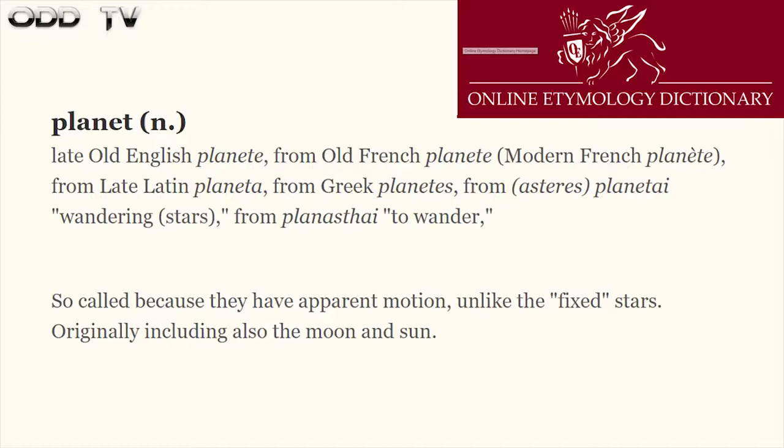Now let's keep going. From planetes, meaning to wander, so called because they have apparent motion unlike the fixed stars. Originally included also the sun and moon. Okay, so they move in a completely different way than the regular uniform stars that all move the exact same. Also, Earth was originally not included because it's not a planet, it's a plane.